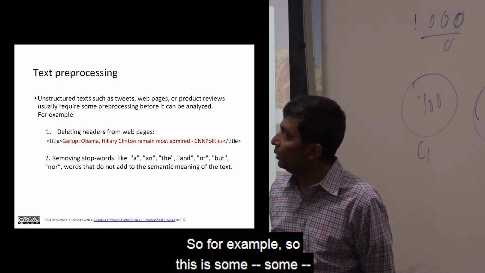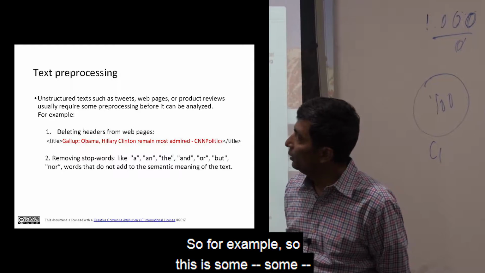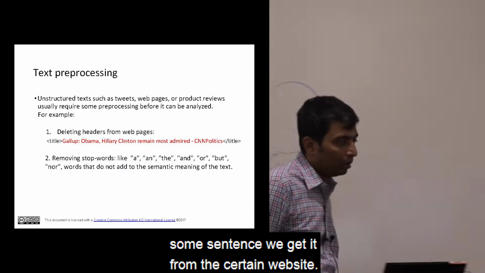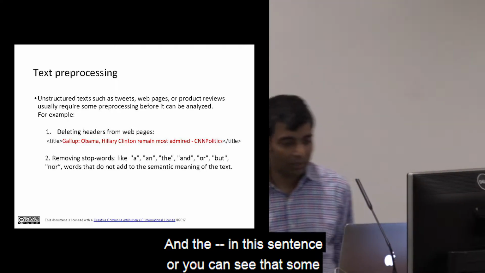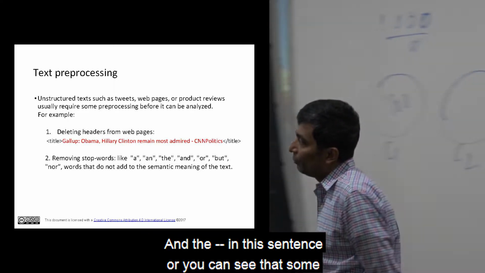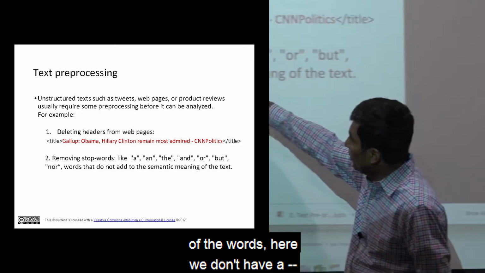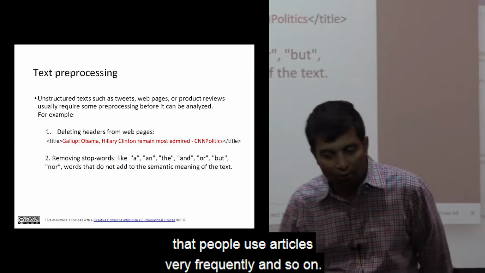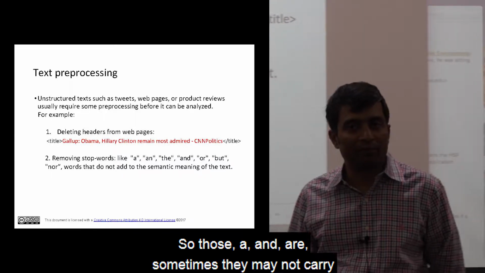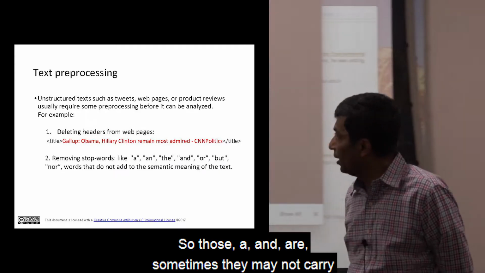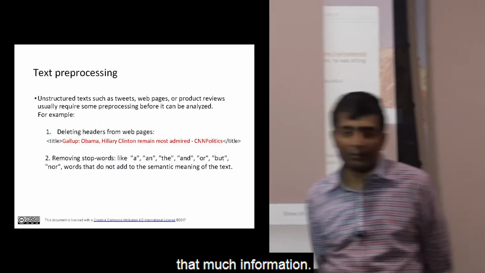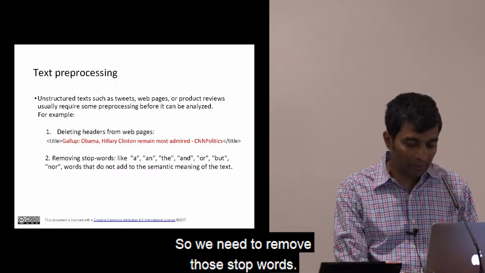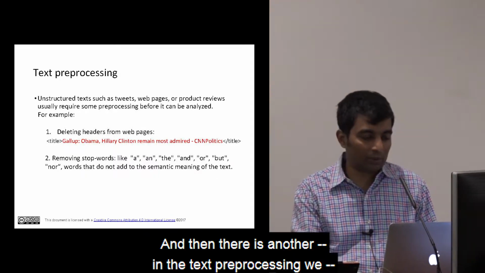So for example, this is a sentence we get from a certain website, and in this sentence you can see some of the words here. In English, you will see that people use articles very frequently. Those "a" and "the" sometimes may not carry that much information, so they do not add to the semantic meaning of the text, so we need to remove those stop words.